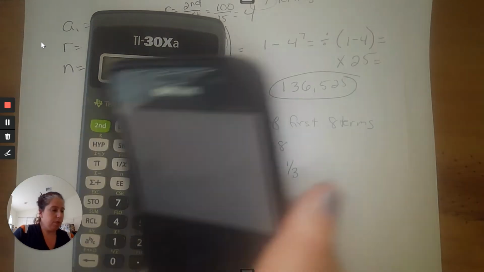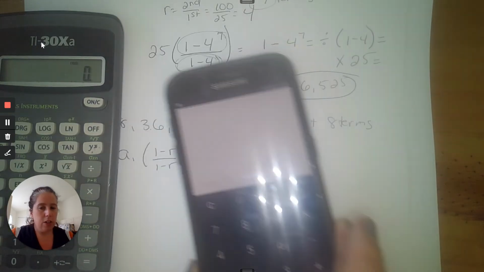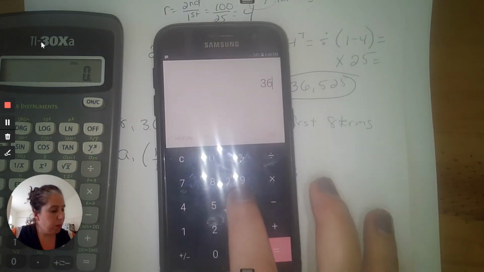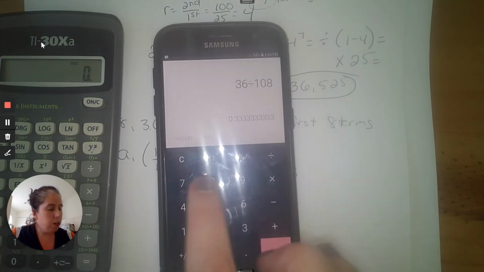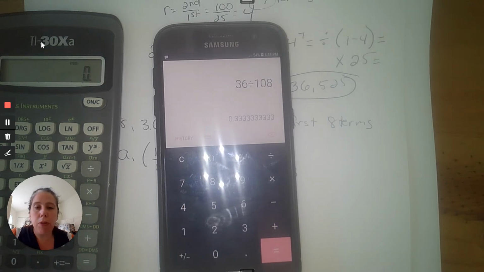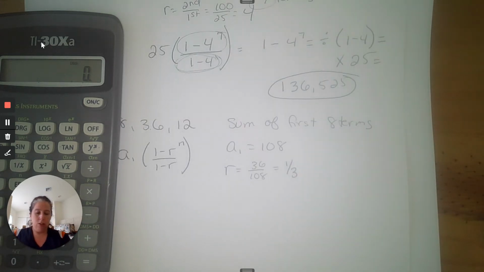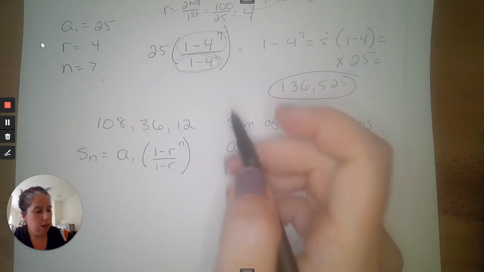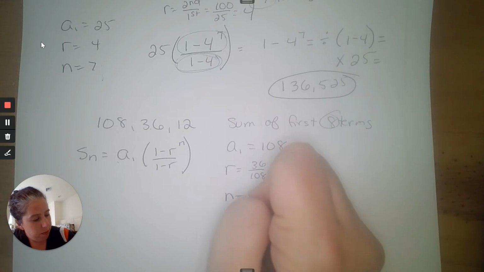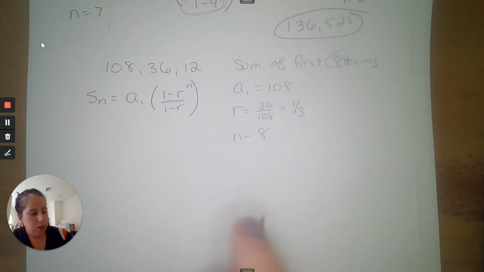Let's clear this out. If you divide 36 divided by 108, you're going to get 0.3 repeating. You can't put 0.3, because you're going to get the wrong answer. You have to use a fraction, okay? So be careful. Don't use repeating decimals, no rounding. And then n is going to be 8, right?